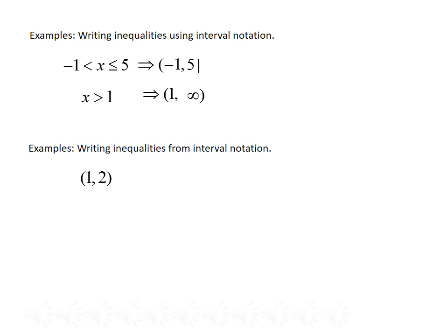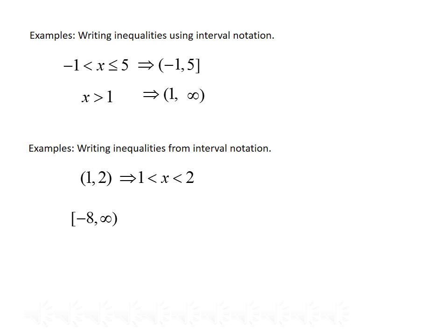Let's do some examples where we're going to write inequalities based on the interval notation that was given to us. Let's start with the interval open parenthesis 1, comma 2, open parenthesis. Now, because both numbers are paired with open parentheses, we know that we will have strictly less than signs, and we just need to write the numbers in order from low to high. So this inequality would be 1 is less than x is less than 2.